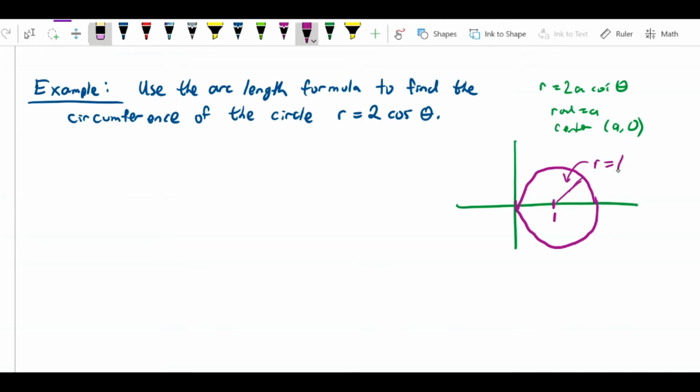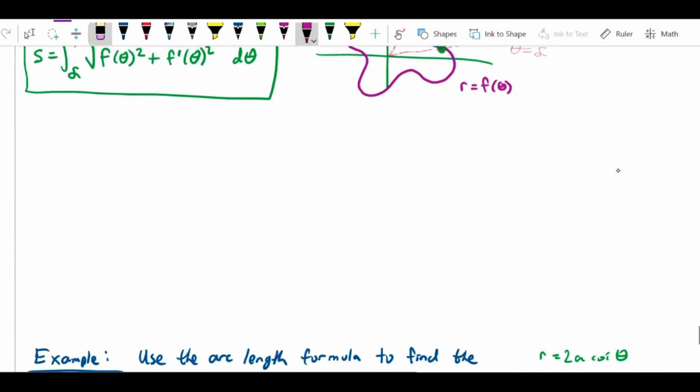Okay, so this is a circle of radius 1, and we know that its circumference is going to be 2 pi. We know the formula for circumference, it's 2 pi r, the radius is 1, so we're going to get a circumference of 2 pi. The question is, can we do it using this formula?